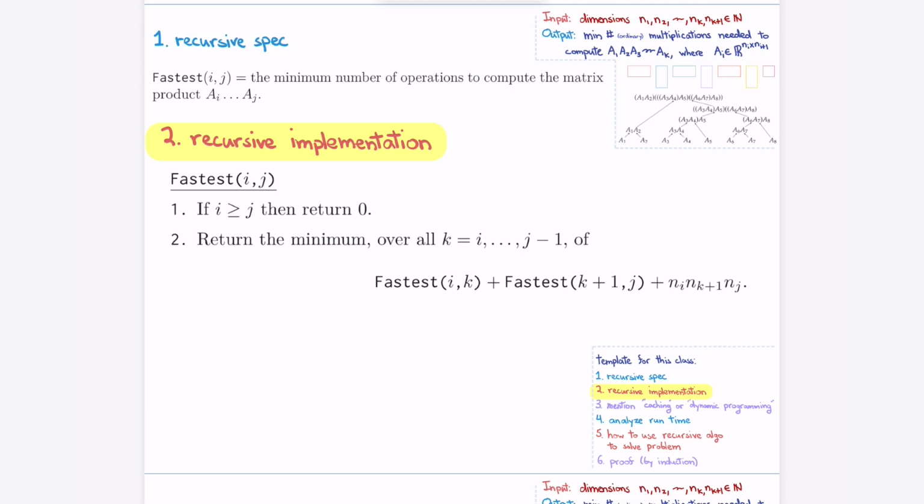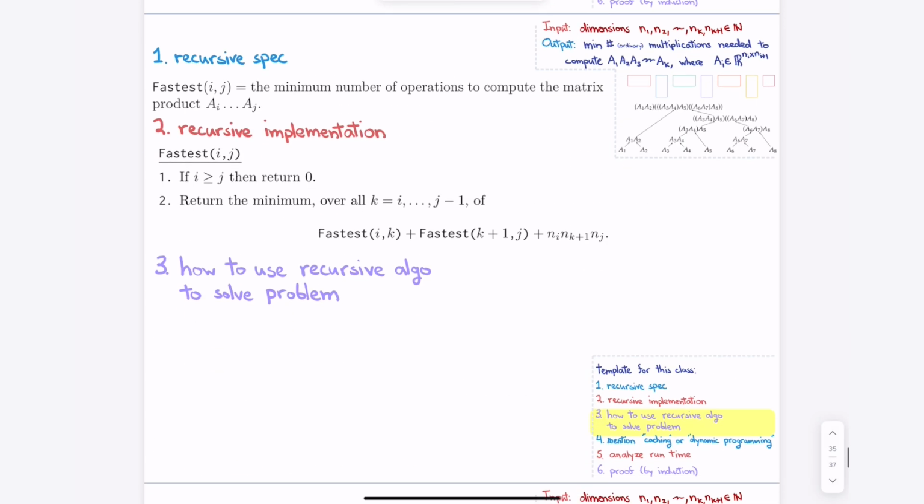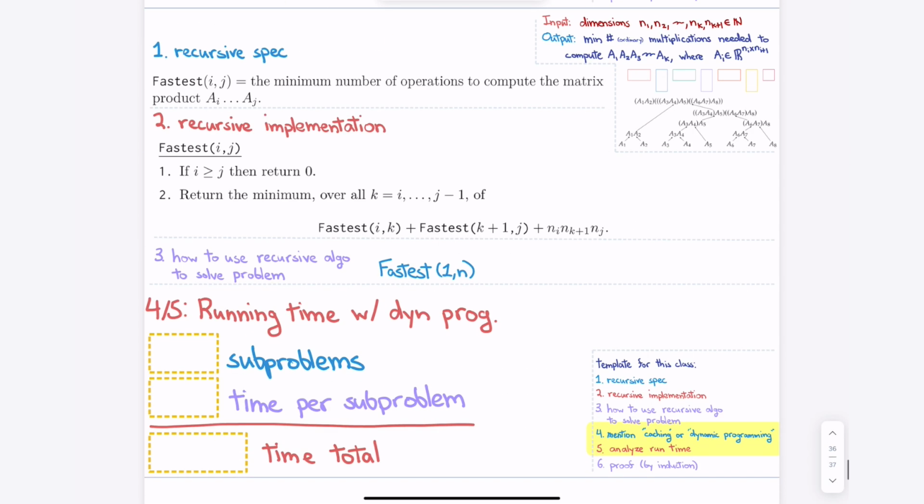And this is kind of clearly correct, but you can be more careful with induction. Sometimes it's not obvious how to break this down, so I'll just speed run through this. At the end of the day, you want to return the fastest way to multiply the first and the last matrix. So that's that step. Let's just quickly go over the running time and then we're done.